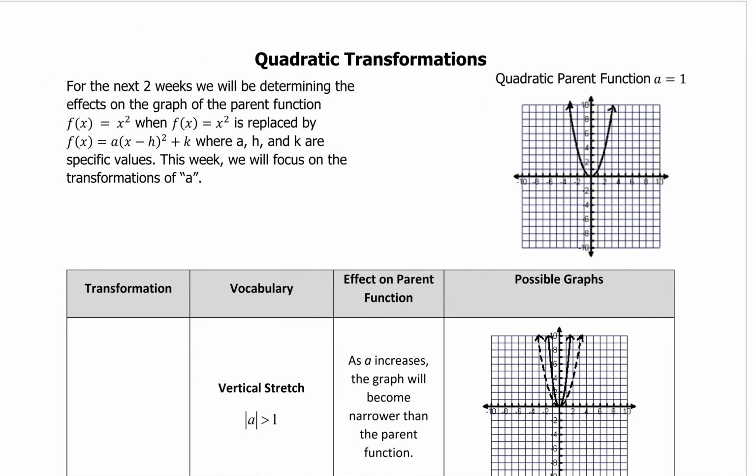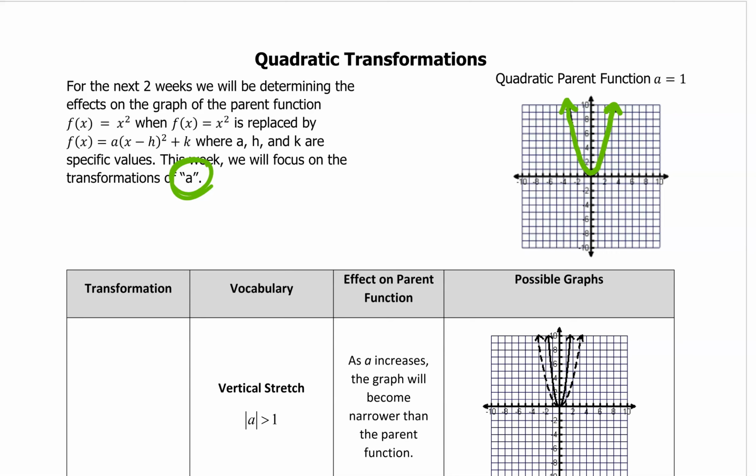This week we're talking about quadratic transformations. So for the next 2 weeks we'll be determining the effects on the graph for the parent function f of x equals x squared, which is this quadratic that we're used to, when it is transformed using f of x equals a times x minus h squared plus k. I know that looks complicated and tricky, but for this week, we're only going to talk about a.